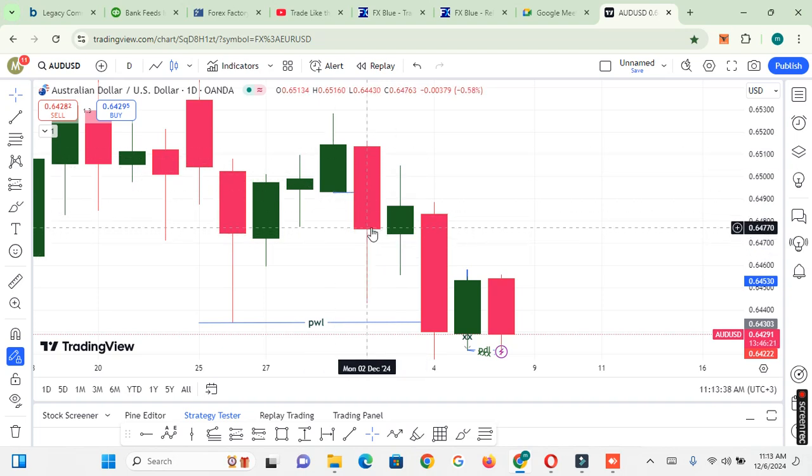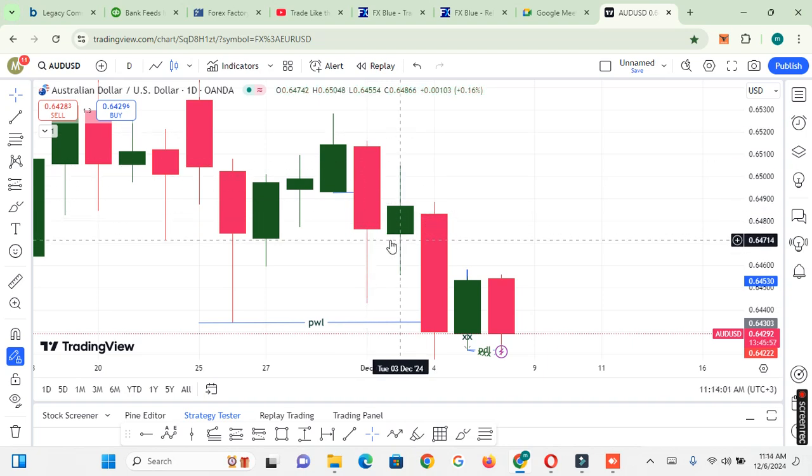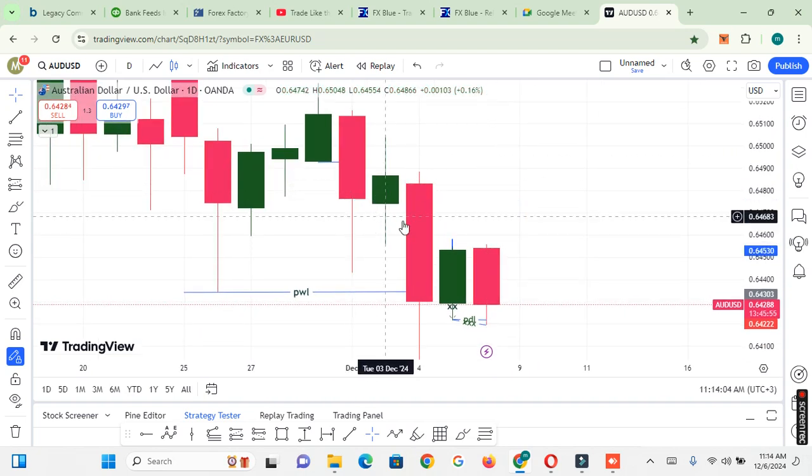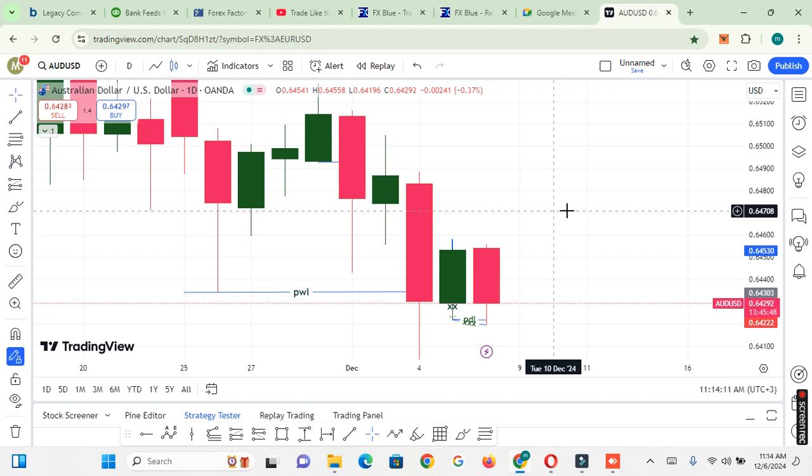On Tuesday we were looking for buys, and if you go here, you'll get an entry using our strategy. You can see that day was bullish: we opened low and closed high. This was our entry on Tuesday, and we ate that day. Then the next day, we had the GBPs and the AUDs, and GBP did well.